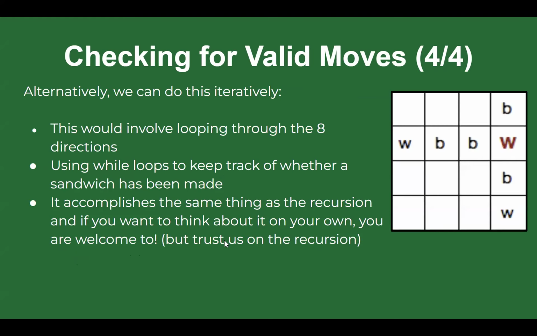Okay, we could also do this iteratively. There's a lot of parallels in general between while loops and recursion. So you could loop through the 8 different directions and keep while loops going that keep track of whether a sandwich has been made. If you want to implement it this way, you can, but it is honestly a bit more complicated and you don't have the pseudocode. So I recommend going with the recursion, but it could be a challenge if you want to think about it.